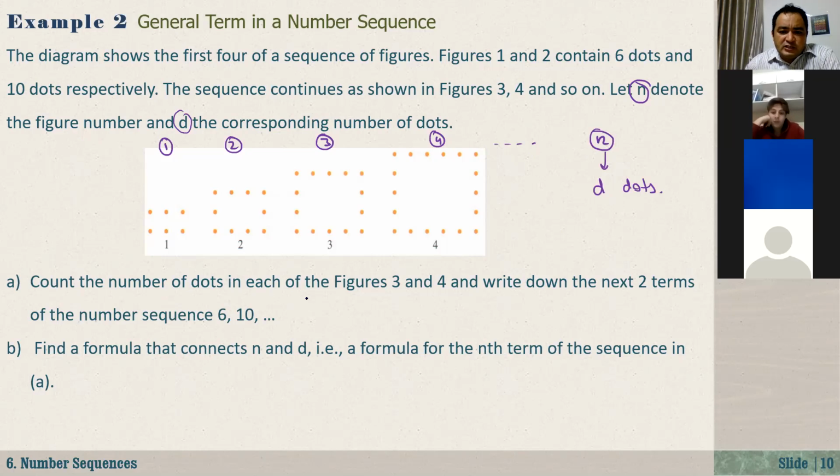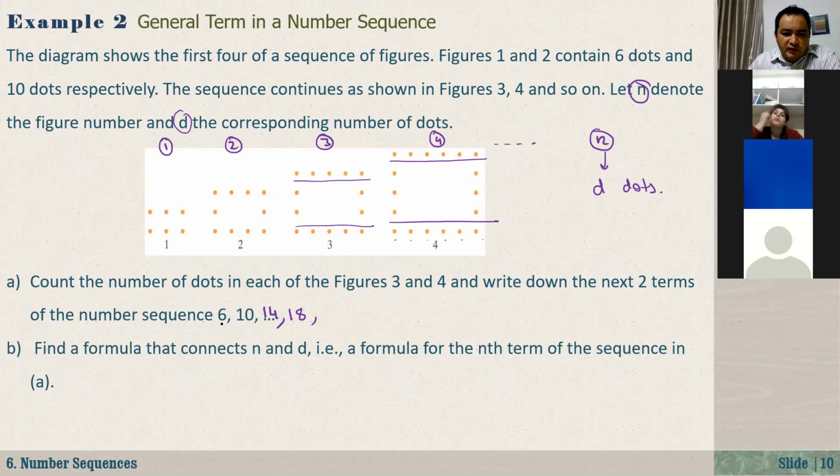Count the number of dots in each of the figures 3 and 4 and write down the next two terms of the number sequence, 6, 10. Here we have the first one, 6. Next one, here we have 10. How about figure 3? Here we have 5 plus 4, 1, 2, 3, 4, 5, 1, 2, 3, 4, 5. It is 14. And the next one, if you just draw a line from here, 1, 2, 3, 4, 5, 6, it is 12, and plus 6, so that is 18.